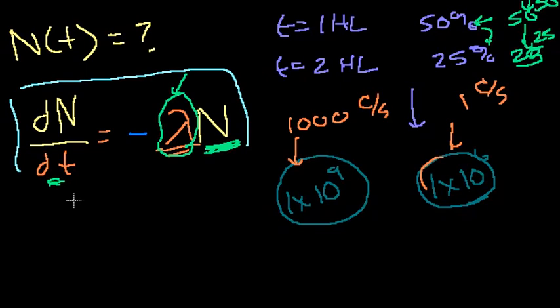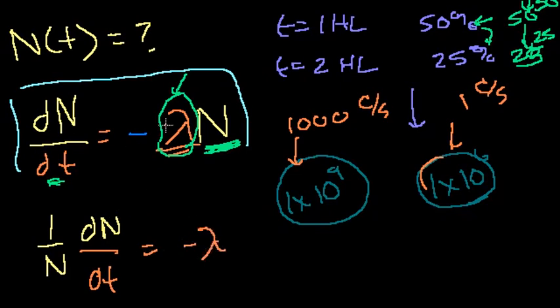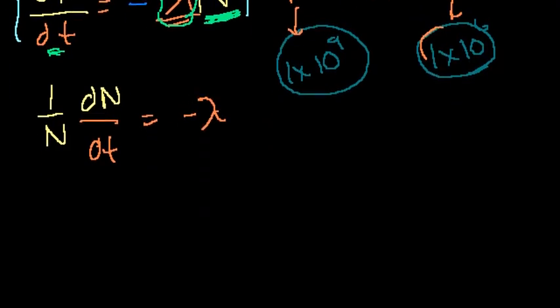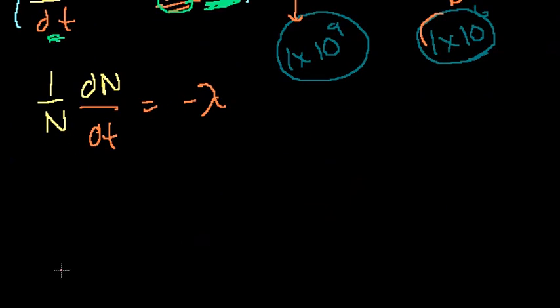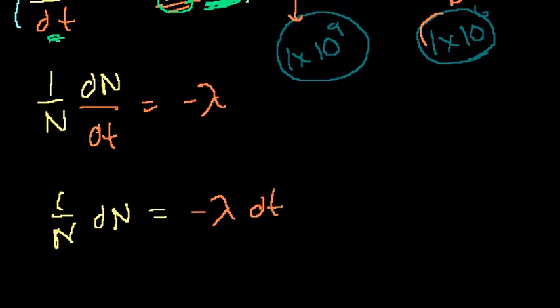If we want to get all the n's on this side and all the t stuff on the other side, we have 1 over n dn over dt is equal to minus lambda. I just divided both sides by n. And then I can multiply both sides by dt, and I get 1 over n dn is equal to minus lambda dt.